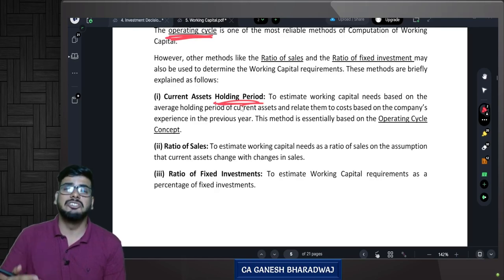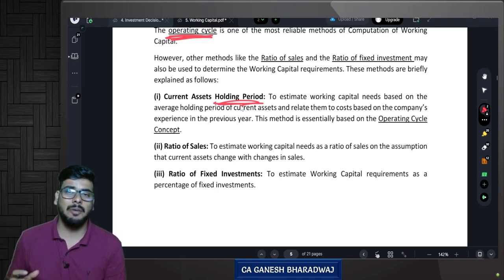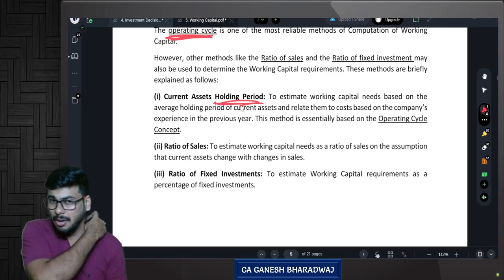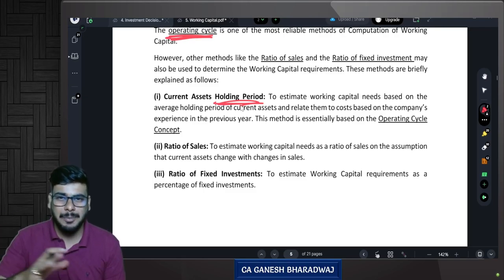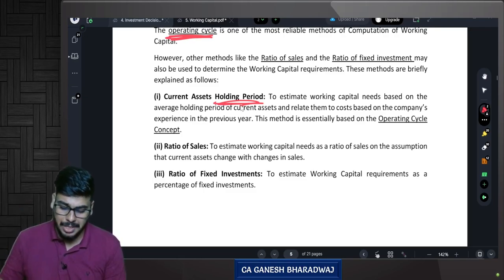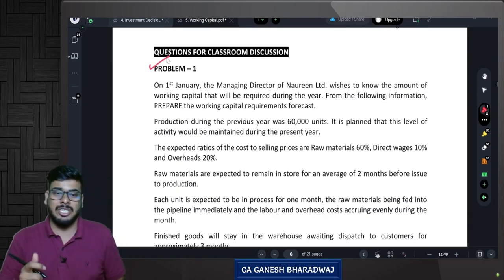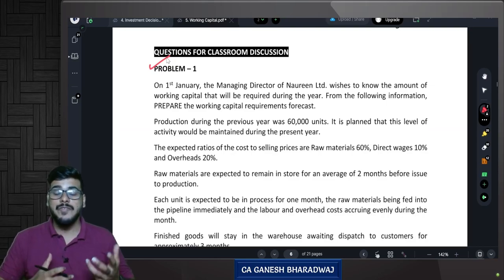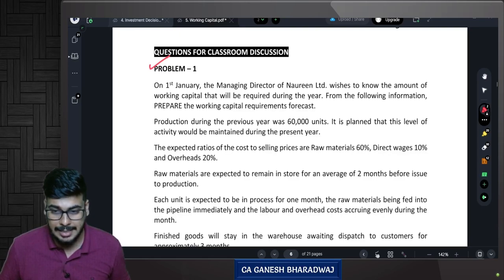I told you, right? So I need 3 months for my raw material stock. Then my raw material stock remains in my godown for 3 months. And then it takes one month or 1.5 months for me to convert it into an FG and all of that. We will be seeing a comprehensive numerical sum, so don't worry about it. Now, let's get started with this first problem. By way of this problem, we will learn more about this working capital, right? So first, let's get started with this problem.